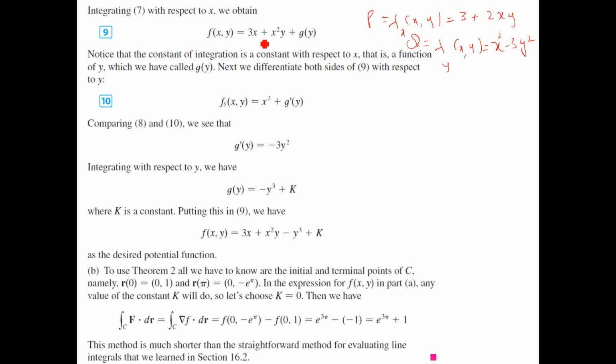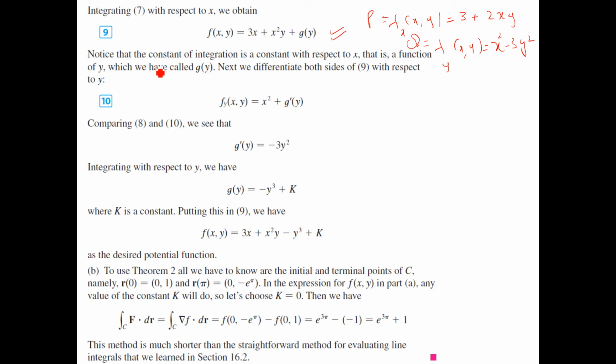So while integrating with respect to x, we will keep y constant. The integration of 3 with respect to x is 3x, and the integration of 2xy with respect to x is x square y, because this is x square by 2 times 2 into y. So it will be x square y plus some constant. Now since y is constant, the constant with respect to x will be a function of y. So this is the partial integration of this function.